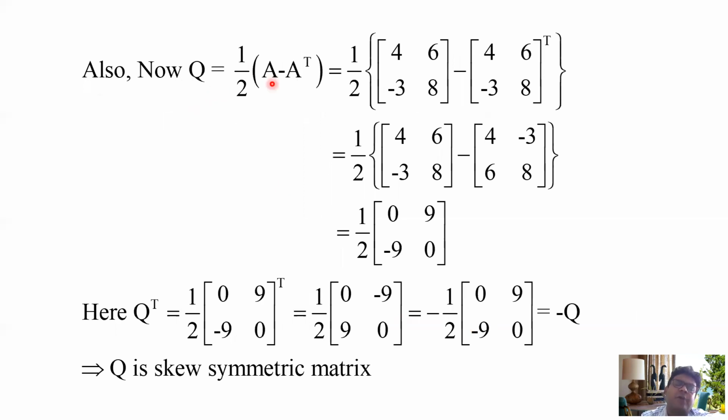Similarly, Q is equal to half of A minus A transpose. Half A, what is A? 4 6 minus 3 8, minus A transpose, that is 4 minus 3 6 8, after transposing it. After simplification, what we have is 0 0 0 9 minus 9 0. So from it is clear that diagonal elements all are 0. Now Q transpose is equal to half of 0 minus 9 9 0, with minus taken out, that is minus half of 0 9 minus 9 0, that is minus Q. So from it is clear that Q is a skew symmetric matrix.